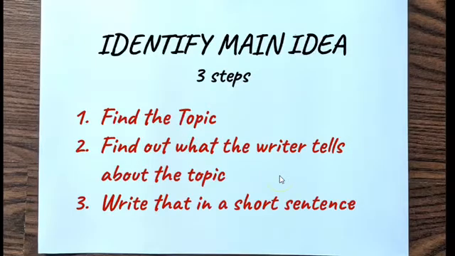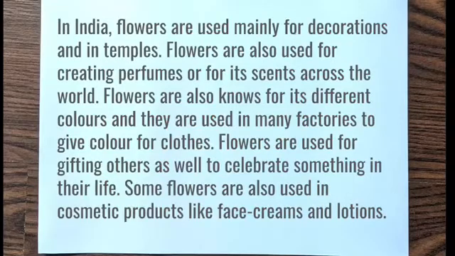So, we can find the main idea using these three steps. First step, find the topic of the passage. Second step, find out what the writer tells about the topic. And then the third step, you can write that in a short sentence form. Let us quickly look at another example.